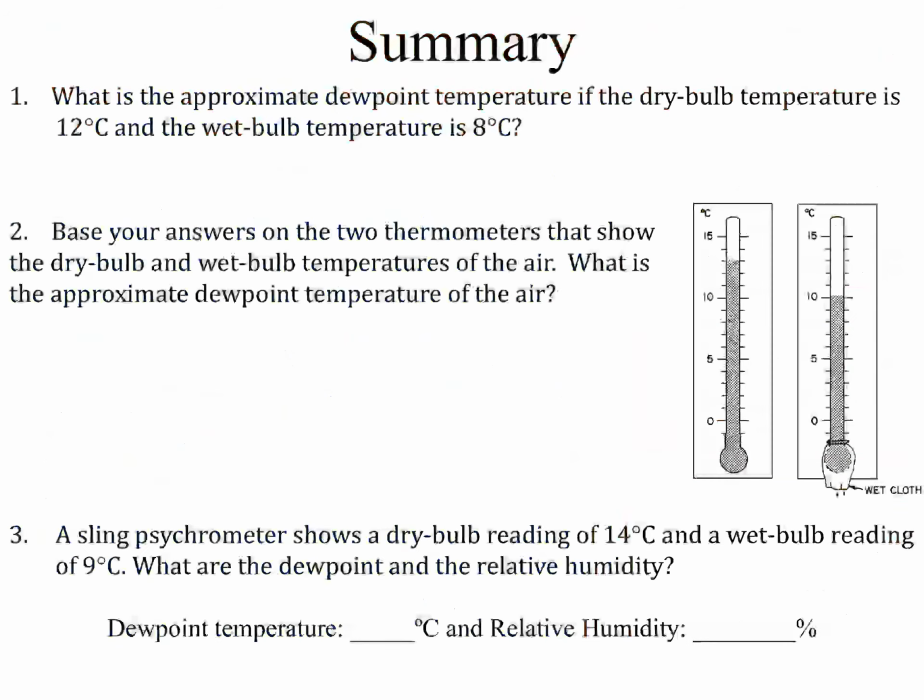Okay? So in our summary, what is the approximate dew point temperature if the dry bulb is 12 and the wet bulb is 8? Listen, you guys know dry bulb, wet bulb, right? Finding the difference, all that stuff. Just make sure you read your questions right. They're asking you for dew point, so make sure you read the dew point chart. Okay? And if you do that, you should get about 4 degrees Celsius.